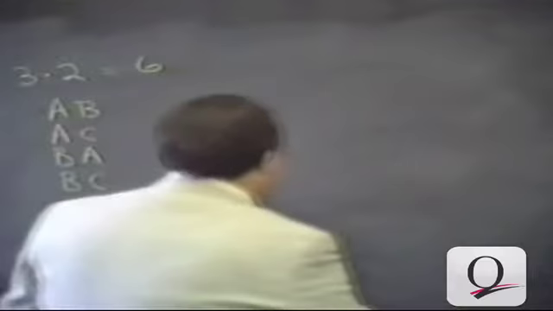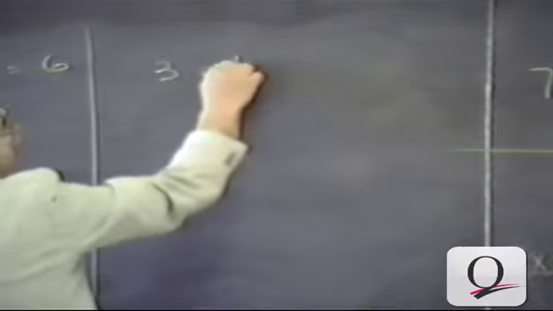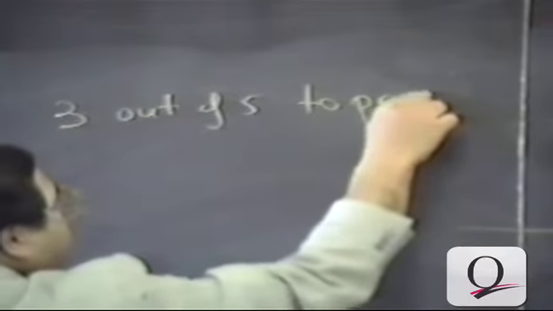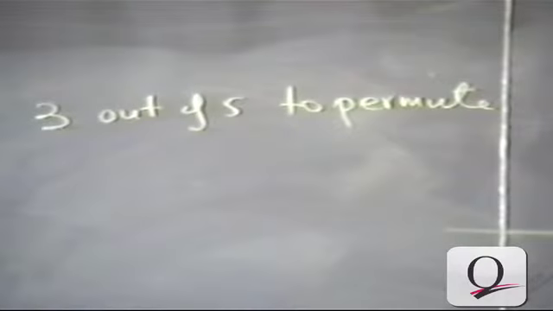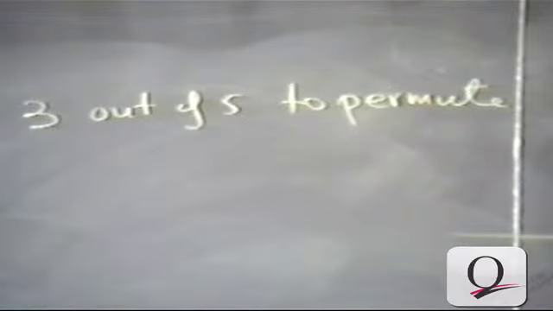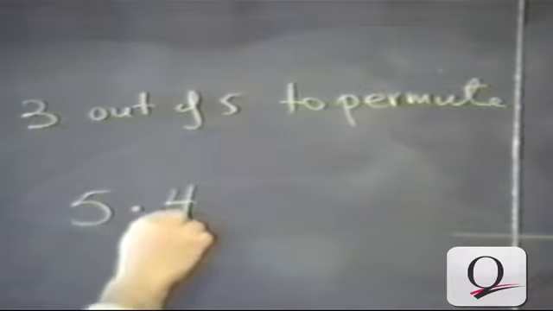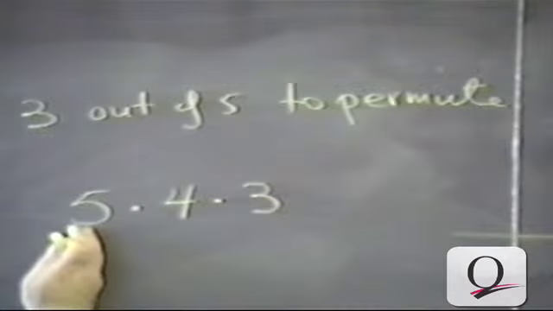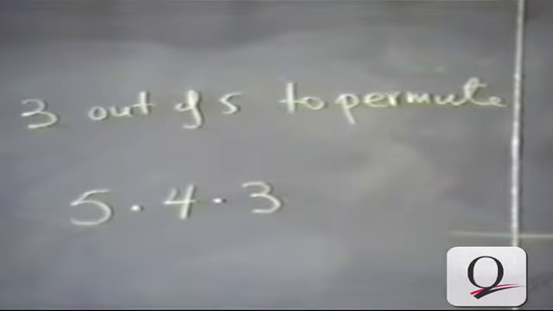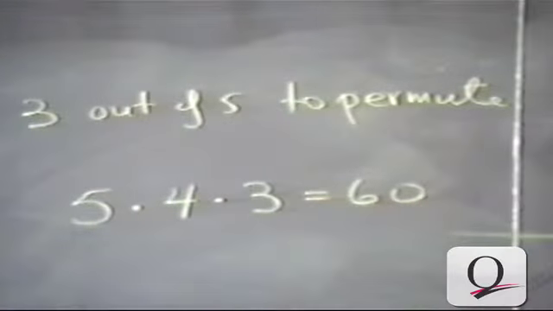Suppose I had 3 out of 5 to permute. So I have to do 3 procedures now. Pick the first item 5 ways, pick the next item 4 ways, and the next item 3 ways. 1 choice, 2, 3. Equals 60.